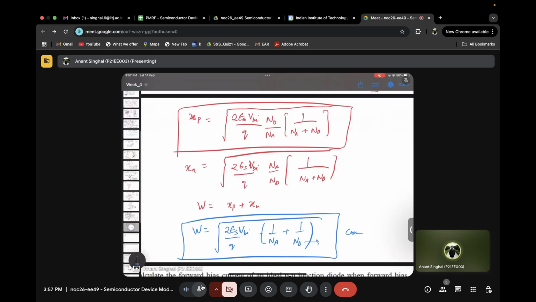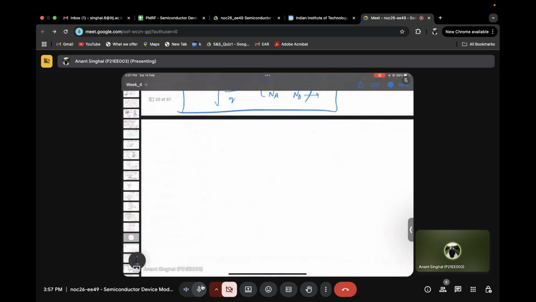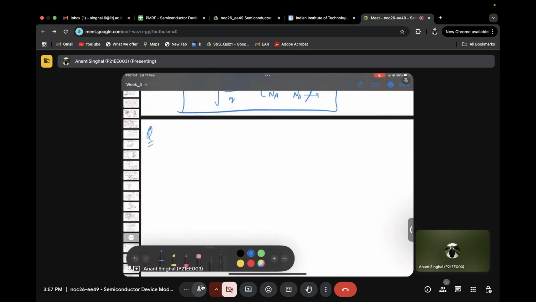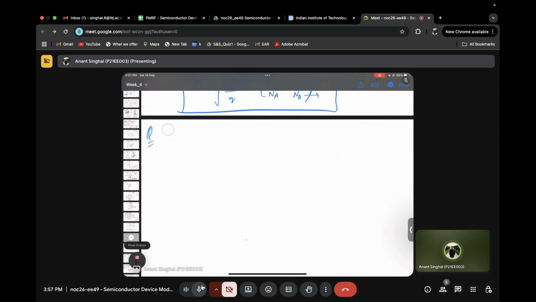Okay, so let's try a problem of what we have done till now. So let's say we have taken an abrupt PN junction only. I'm giving you some values. Na, let's say I'm giving you 10 to the power 17 per centimeter cube. And Nd, let's say I'm giving you 5 times 10 to the power 15 per centimeter cube. Temperature, let's say still take at room temperature. Ni, you all know, it's 1.5 times 10 to the power 10 per centimeter cube.